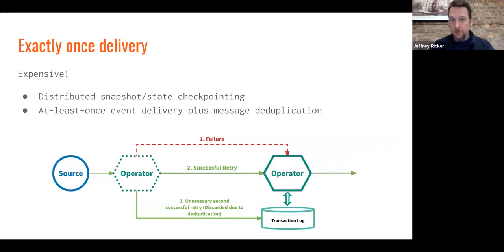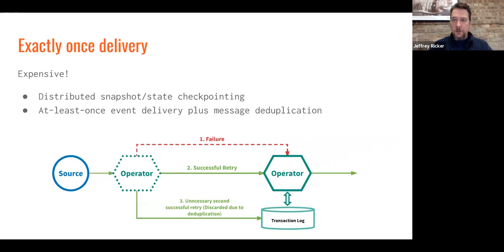The two most common ways: you have a distributed snapshot state checkpointing, like that bookmarking that I was talking about, but it's done across the entire system, not just at one operator. Or you have at least once delivery, and then the framework handles deduplication for you. So there's kind of a wrapper to your operator that's doing the transaction logging for you, and when it gets something that it's already seen before, it just doesn't hand it to your operator, right?